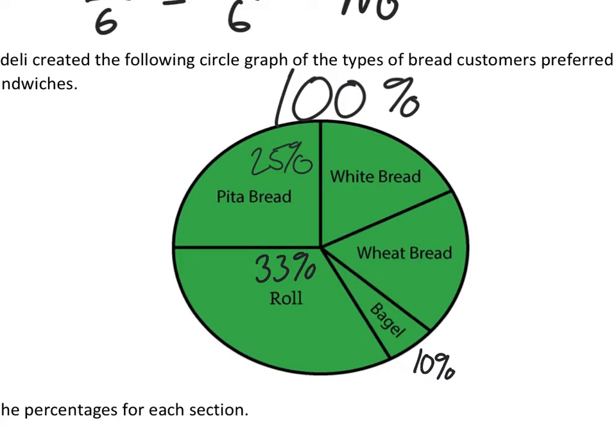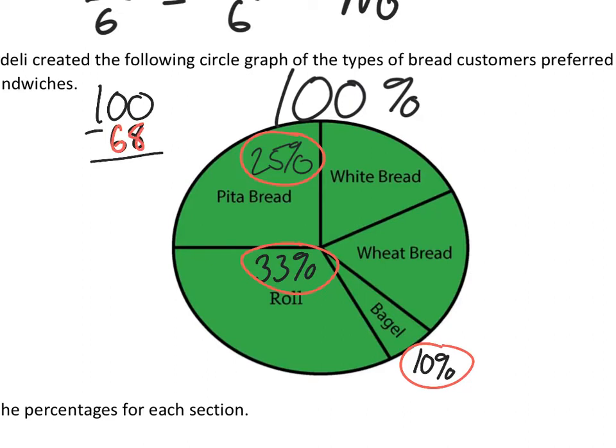So here's what I'm going to do. I'm going to add the 25, the 33, and the 10 together, and I'm going to subtract that number from 100. When I do that, I get a total of 68. Should have done that in red so it'll match my circles. And when I subtract these two, let me think what that's going to be. It's going to be about 32. So 32 for white bread and wheat bread.